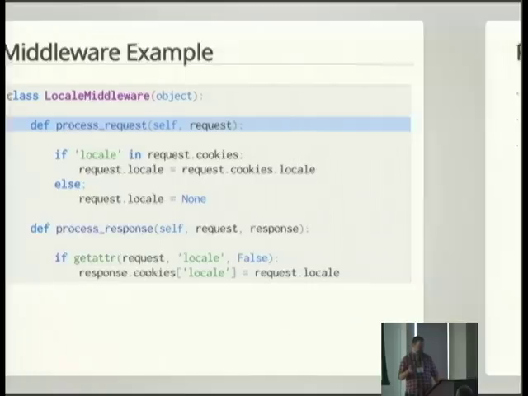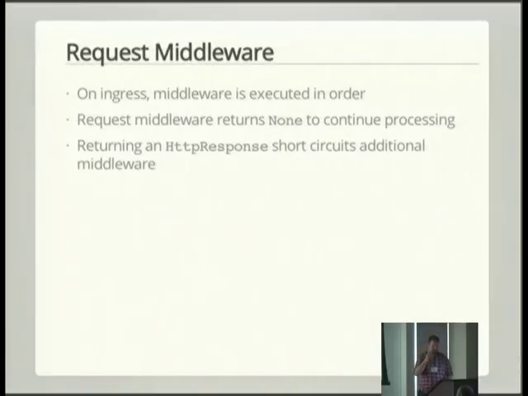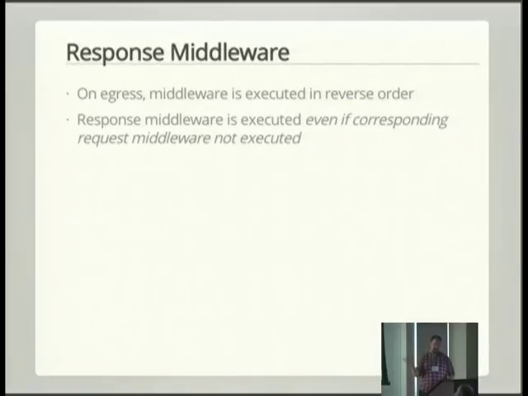But here's the gotcha, which is that on egress, when it's going back out, all of the middleware is executed in reverse order, even if the corresponding bit was not executed. You look at it and you think, oh, there's symmetry, but there's implied symmetry, but it's not symmetry.